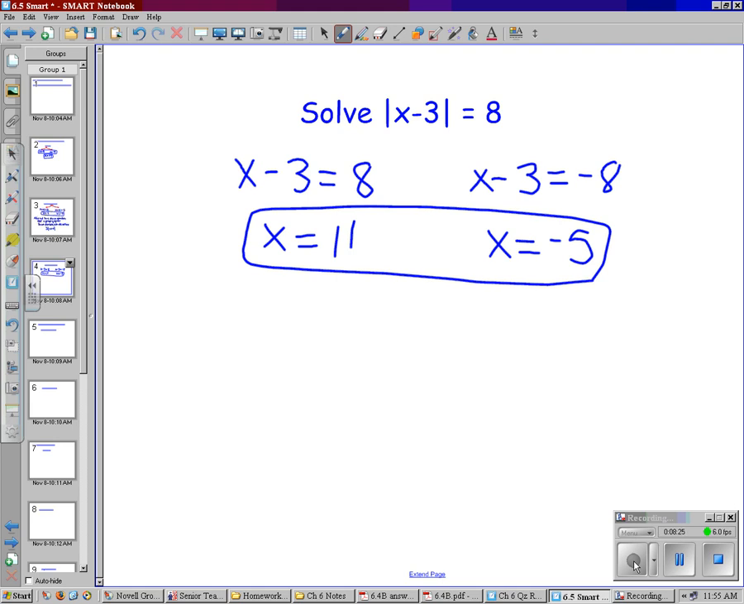11 minus 3, class? 8. Absolute value of 8 is 8. -5. -5 minus 3, class? -8. Absolute value of -8? +8. You can check your answer. Okay, that would be a really good thing to do to make sure that it does work. These have been pretty easy ones. We need to make it a little tougher, don't we? Okay, do you have any questions so far?